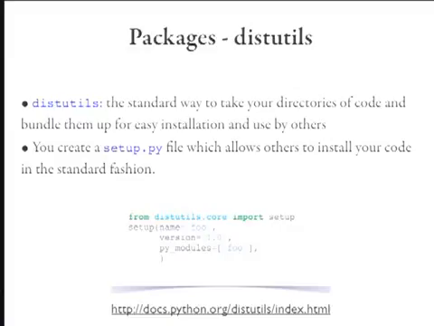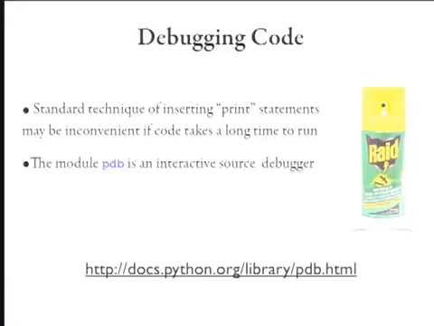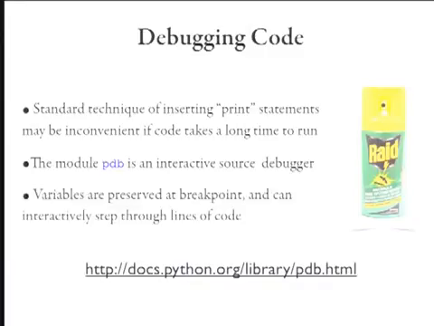So briefly about debugging and testing. The technique some people use to debug code is inserting a bunch of print statements inside your code to see what's going wrong, which can be inconvenient if your code takes a long time to run. So there's this module pdb, which is an interactive source debugger, which allows you to step through all the different parts of your code and see what's happening at every given step. Variables are preserved at each breakpoint, and you can step through lines of code and see what variable is assigned at what place to see what really is going on within your code.